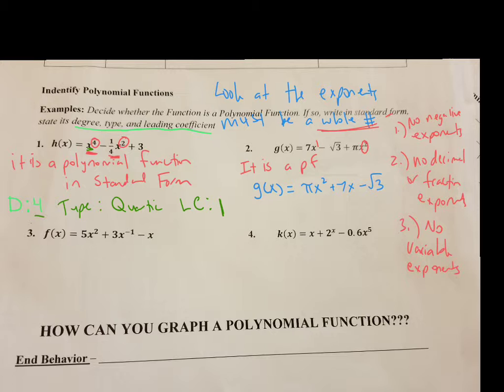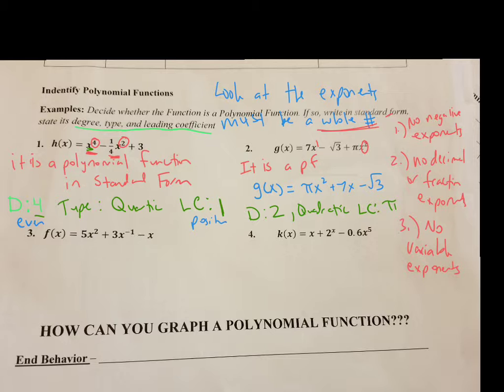Now that it's in standard form, I'm going to find the degree, which is 2, which tells me it's quadratic. That's the type. And the leading coefficient is pi. Now when we go later on this, when I find the degree, I'm not going to care necessarily about the number or the type. I'm going to care more that it's even. I'm going to care more that that leading coefficient is positive. We'll talk about that in a little bit.